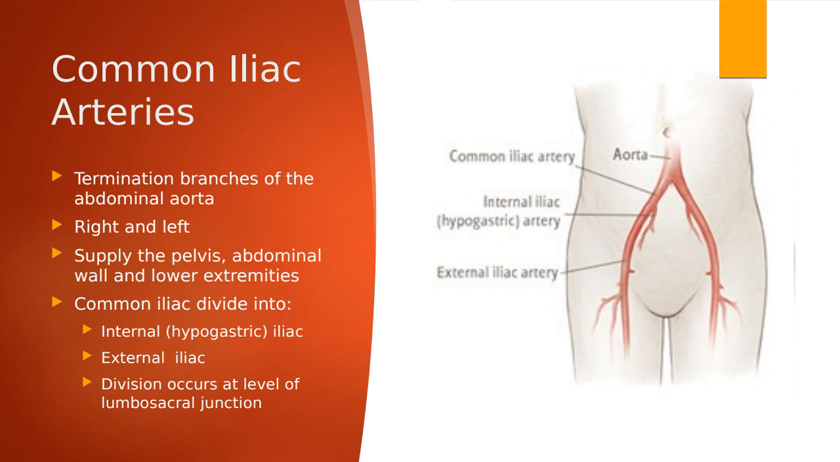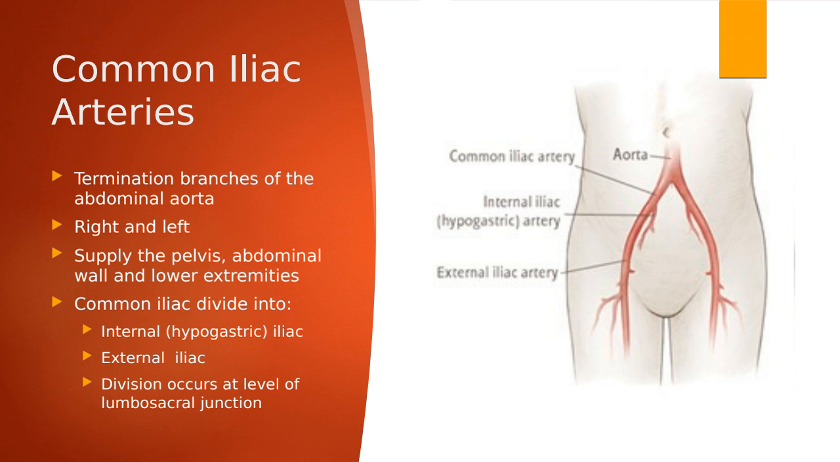The division of the common iliac into the internal and external is going to occur at the level of the lumbosacral junction. So right at where our lumbar spine turns into our sacral portion is where we're going to see the branches. The internal iliac is obviously going to be a little bit smaller than the external, because the external is still responsible for supplying the entire leg, whereas the internal is just supplying that local region of the abdomen and pelvis.